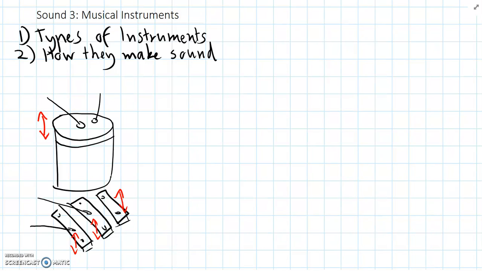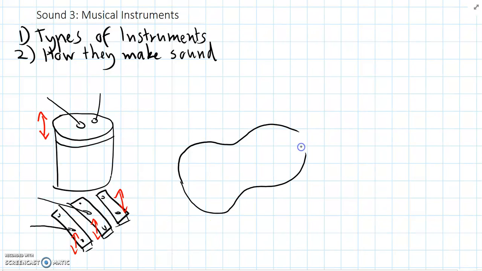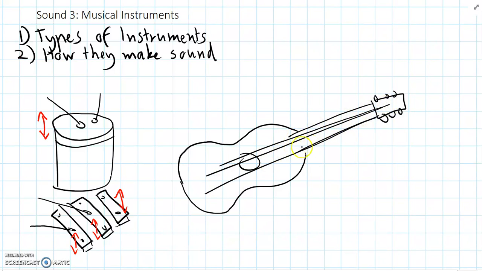Other types of instruments, though, have strings, and it's the string itself that vibrates. So one example of this would be a guitar. And guitars have strings which we pluck with our fingers or with a pick, and the string, when it's plucked, vibrates up and down to make the sound.